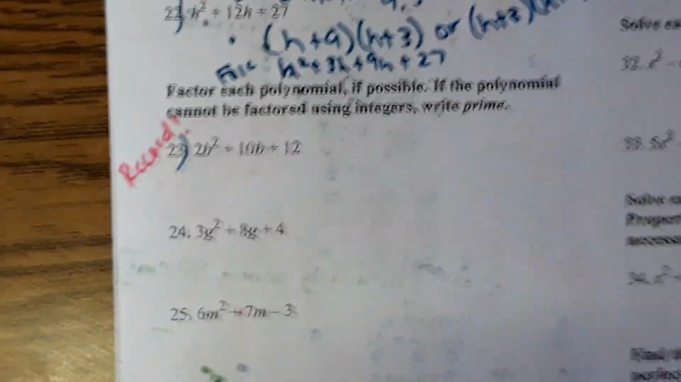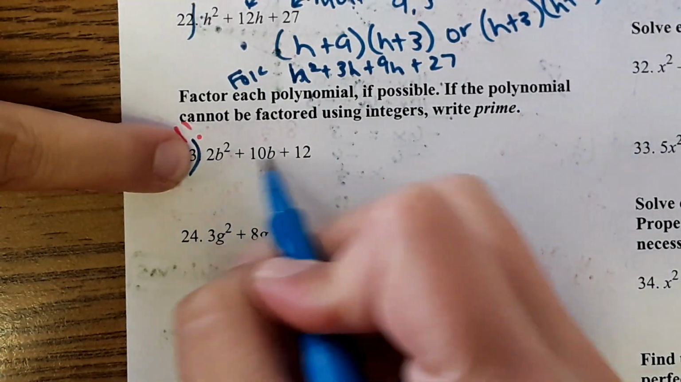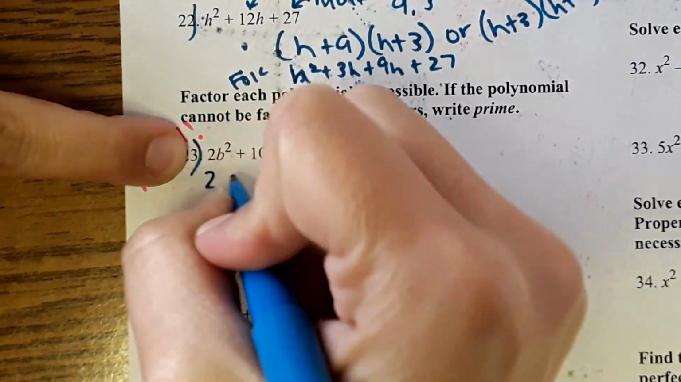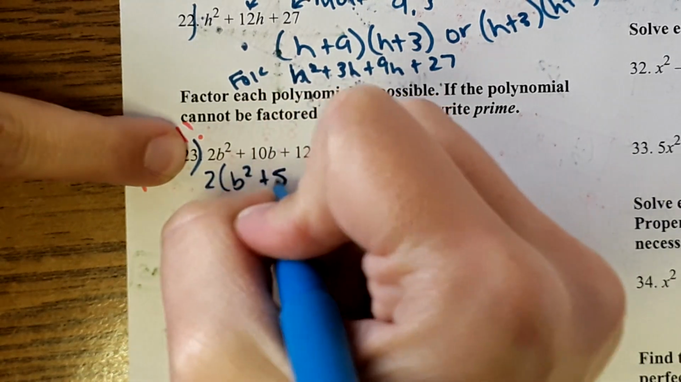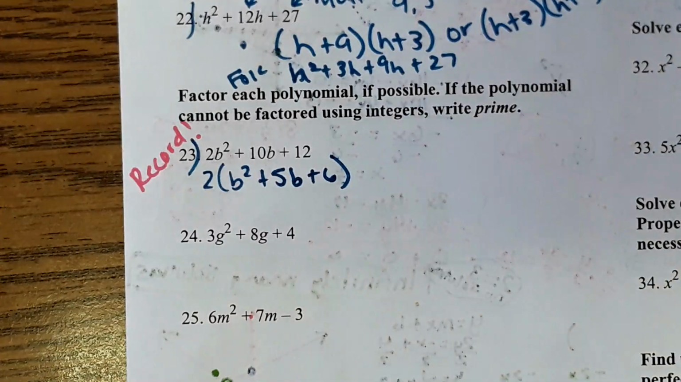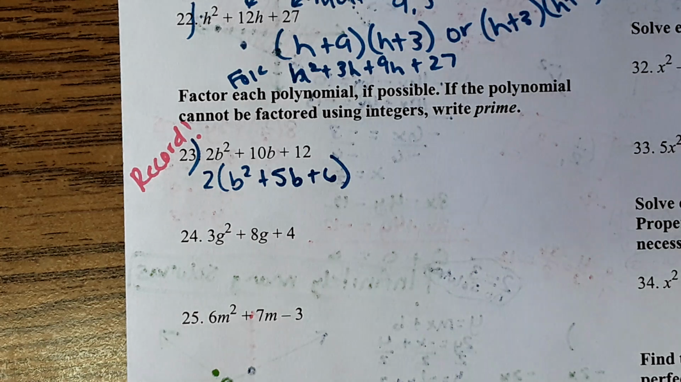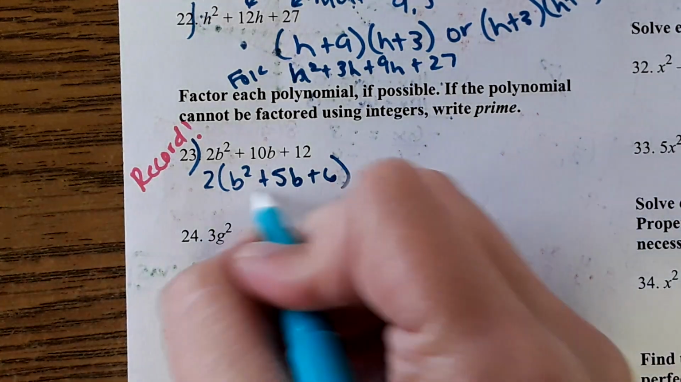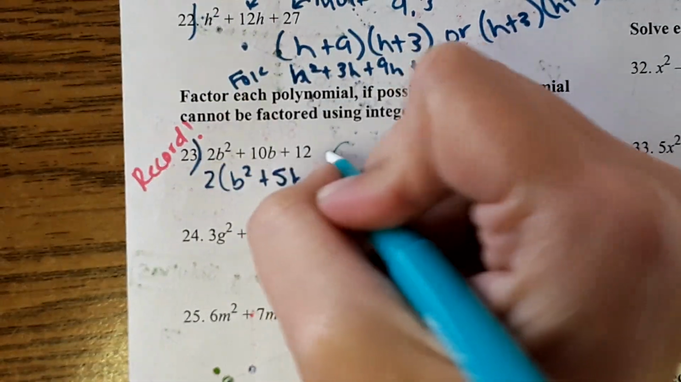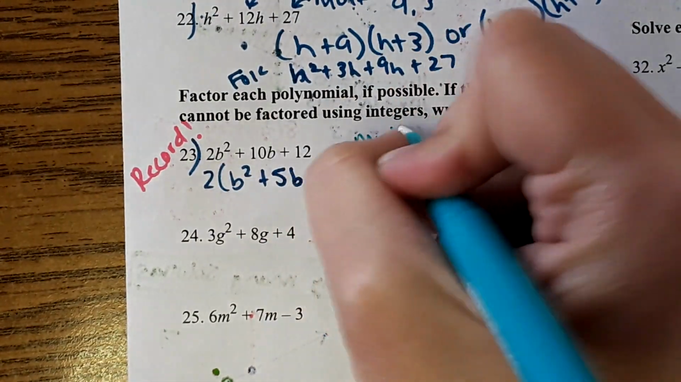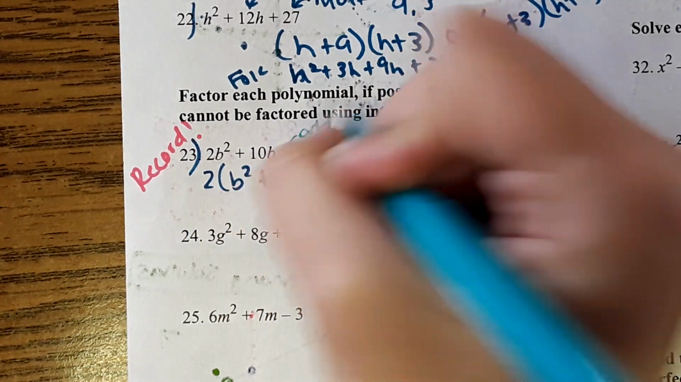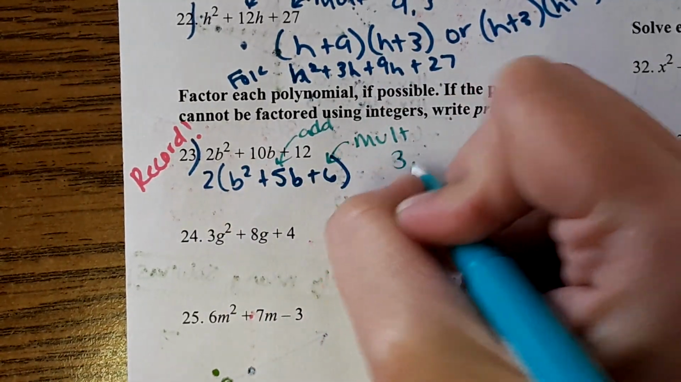So the factor I see is 2. So we're just going to take a 2 out of all of those. So 2b squared plus 5b plus 6. Then at this point, we can just factor this part the way we did in the last problem. So two numbers that multiply to this and add to 5 would be 3 and 2.